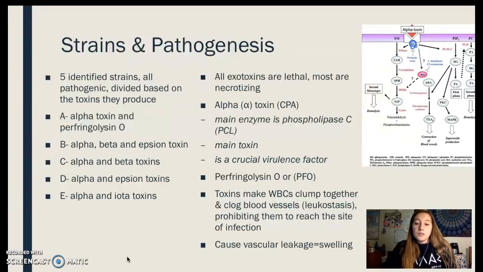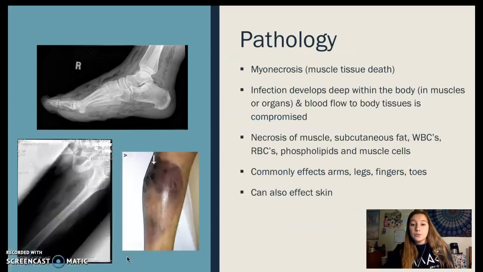So together these toxins make white blood cells clump together and clog blood vessels, which is called leukostasis, and this prohibits the white blood cells from reaching the site of infection, which is why they're such important virulence factors, because they literally render the immune system helpless. It can't help the body because the cells can't even get to the site of infection. It also causes vascular leakage, which is basically swelling, and swelling is such a prominent symptom. Just another example of how these toxins are so effective and detrimental.